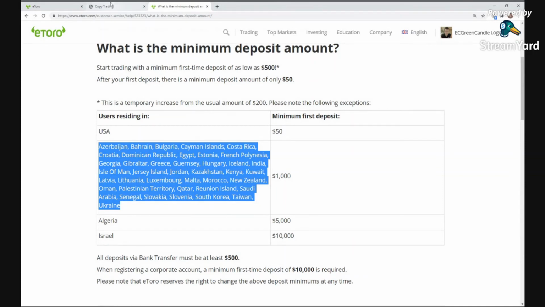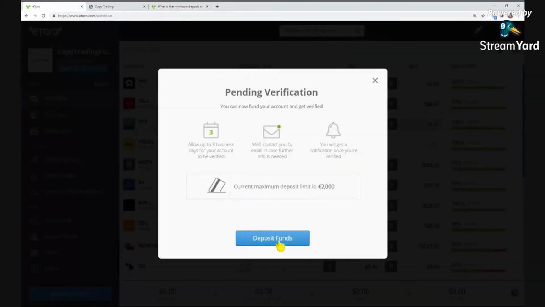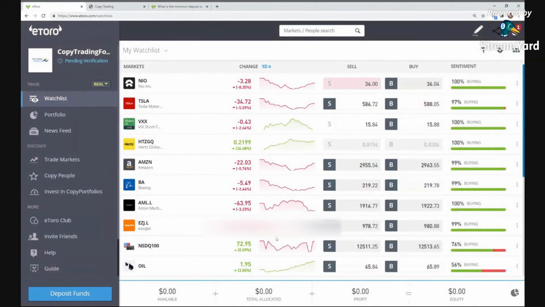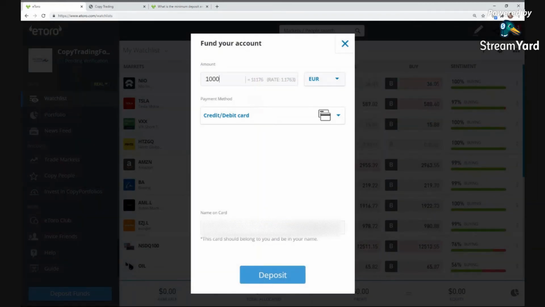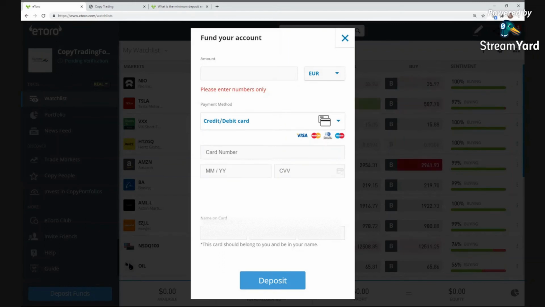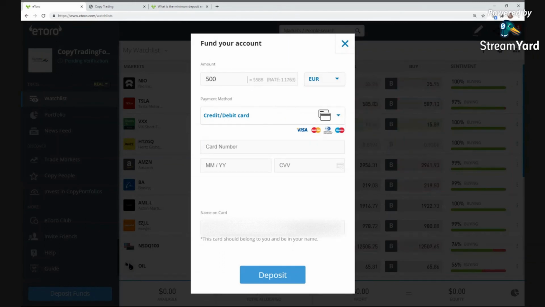Okay, so next I'm going to deposit funds. How I do that, I'm going to use PayPal. I use PayPal all the time to deposit and withdraw funds from eToro. It's best to use the same deposit method as the one that you're going to withdraw with, because it just speeds up the process.